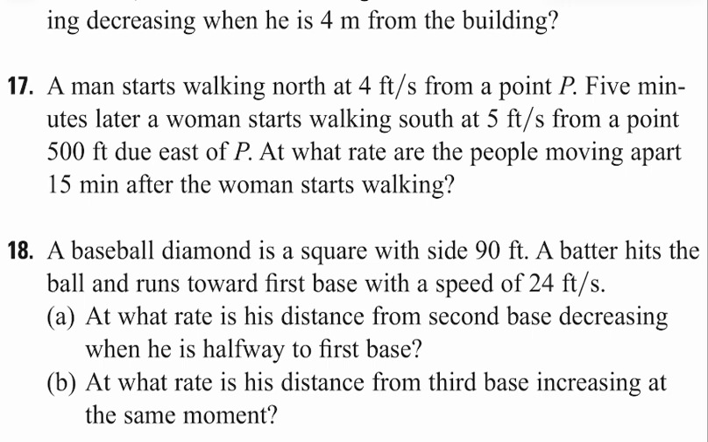17. Okay, a man starts walking north at 4 feet per second. Okay, so we got this little point P. This dude is going north. So we're going to call his y. And he is going 4 feet per second. So I know dy/dt is 4.